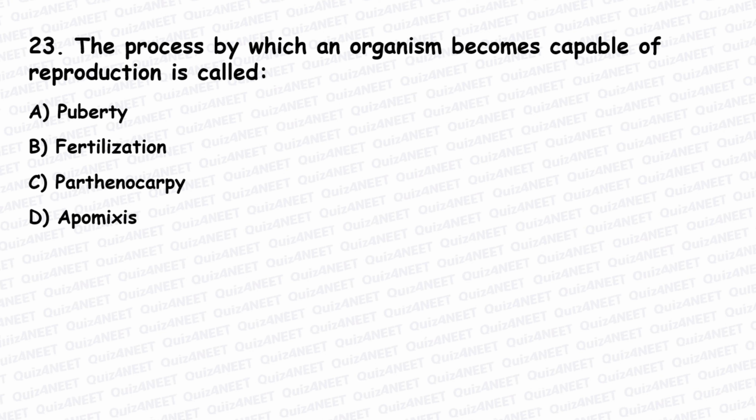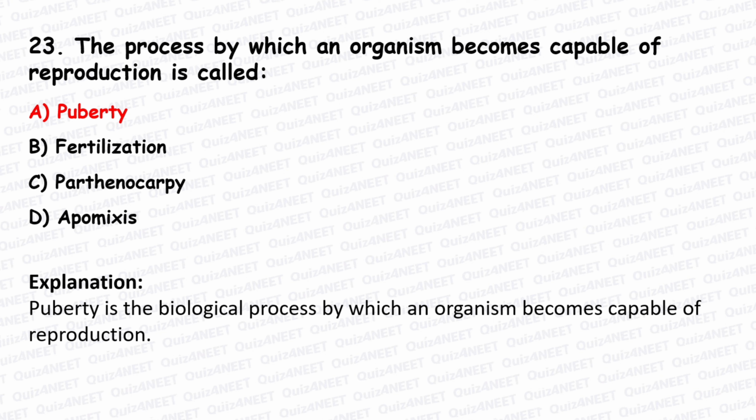23. The process by which an organism becomes capable of reproduction is called A. Puberty, B. Fertilization, C. Parthenocarpy, D. Apomixis. The right answer is puberty. Explanation: Puberty is the biological process when an organism becomes capable of reproduction due to sexual maturity.